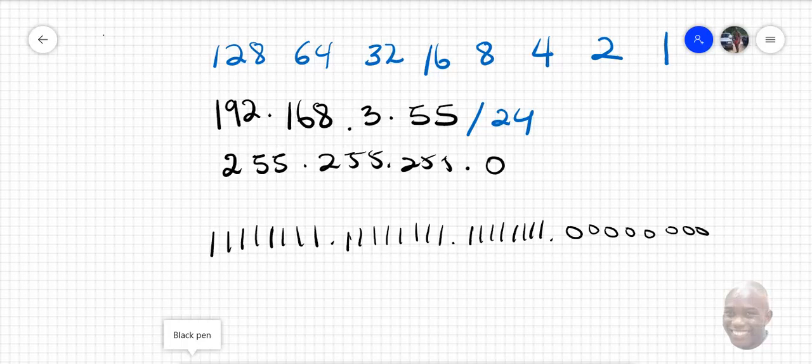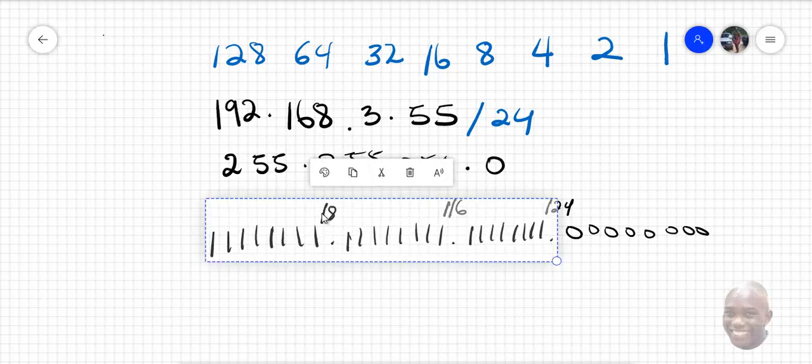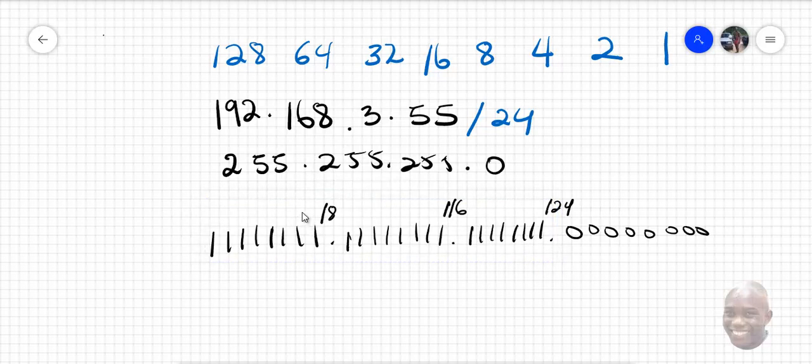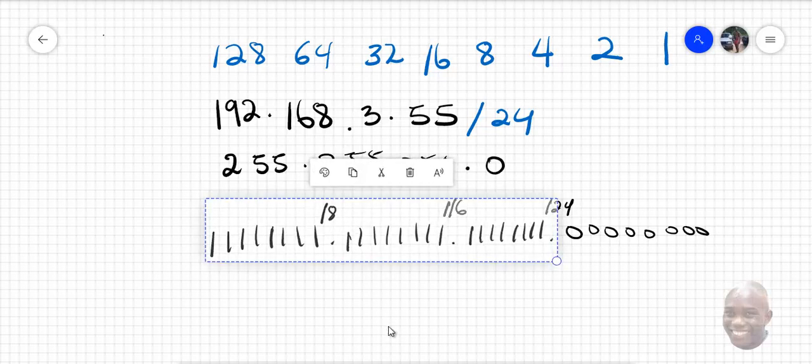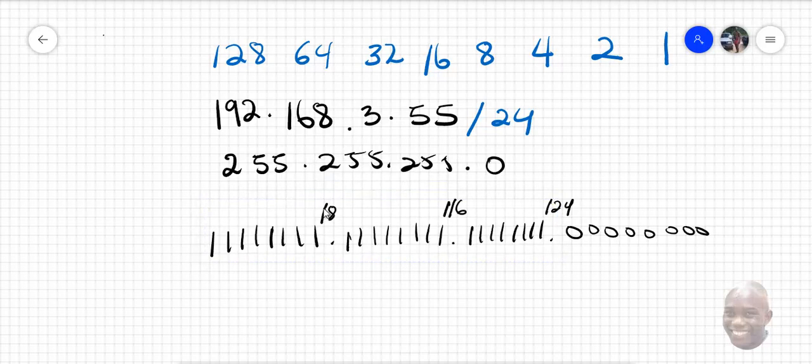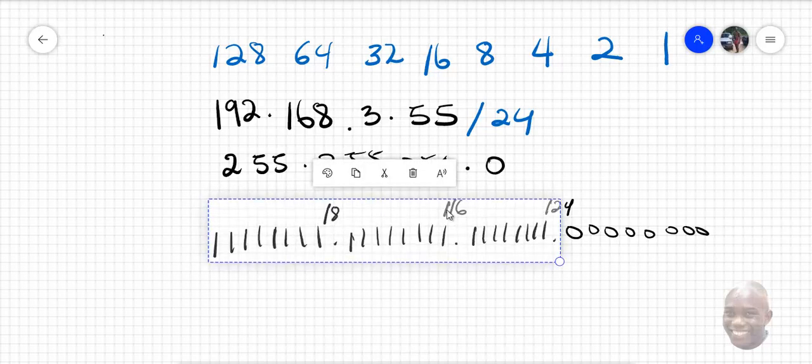Alright? So if you count out all these ones here, this would be a /8, right? This would be 8, and it comes up here, so it will be a /16, right? And then this here will be /24. So that's how we arrive at /24, because we have 24 ones, as we counted up now, to represent the subnet mask of 255.255.255.0.